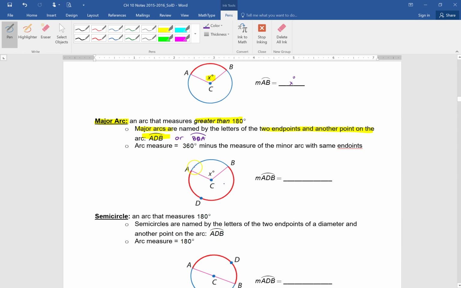If this much was x degrees, well, how much would the rest of it be? It's 360 minus x. So it's 360 minus the measure of the minor arc, if it's got the same endpoints. So how much is the measure of arc ADB? If this is x, then ADB is 360 minus x.